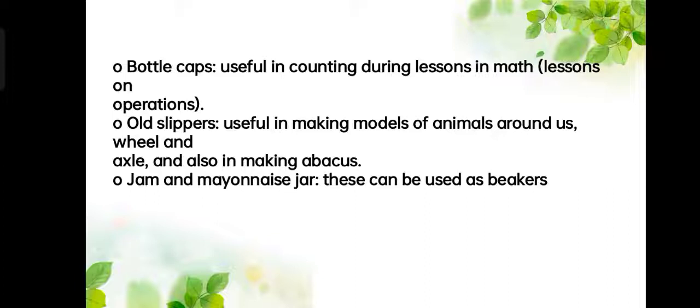Then old slippers, useful in making models of animals around us. It can also be used in making an abacus. I don't know what an abacus is, but I think it can be used in teaching. And jam and mayonnaise jars can be used as beakers. Not exactly beakers, but we can use them when we experiment. If I'm not mistaken, that is for science.